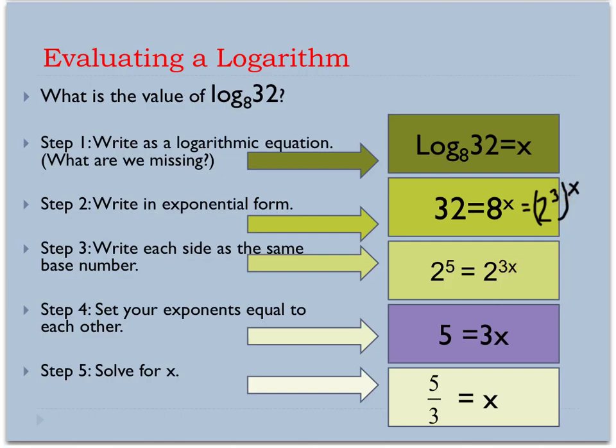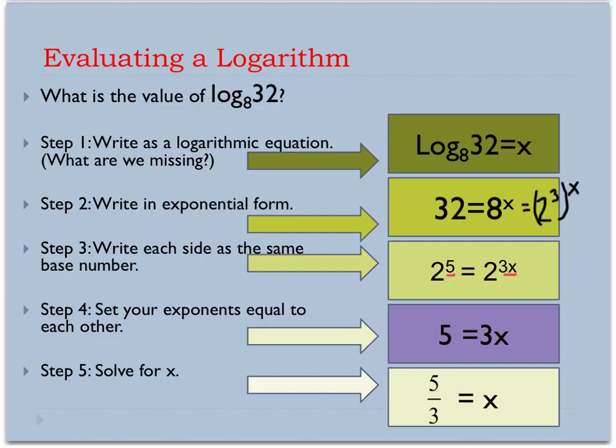Now, if I have 2 to something and 2 to something, since the bases are exactly the same, that means that the exponents here must be equal. Okay? So that only makes sense, right? 2 to something power equals 2 to something else power. Well, since the bases are exactly the same, the exponents must be equal. So then you set the exponents equal to each other and solve for x. And we get x is going to be 5/3.